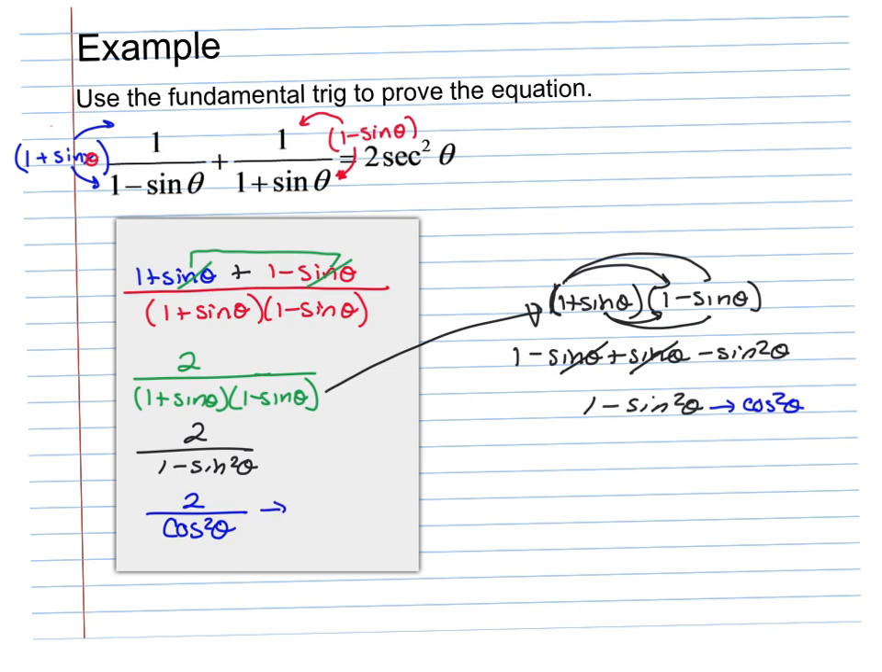And if you really want to know, this is like 2 times 1 over cosine squared theta. And we know that 1 over cosine squared theta is the same thing as secant squared theta, because those are their identities. And that's what we have and what we needed. So it checks out. So it's just manipulating and figuring what we need to move and change.